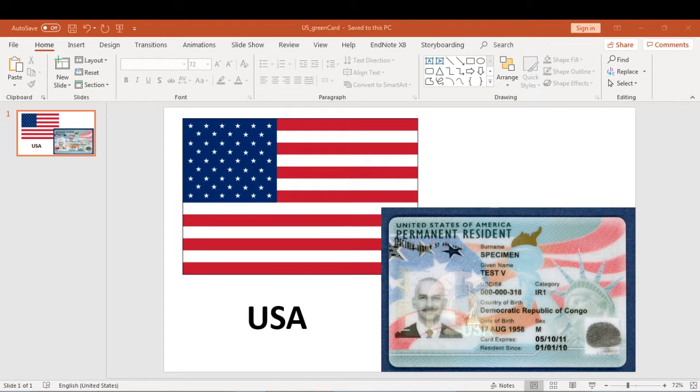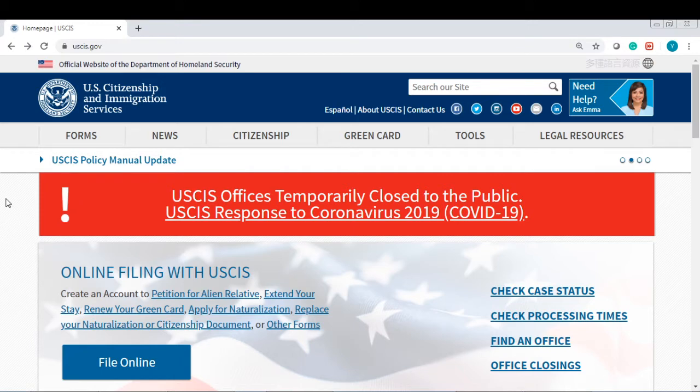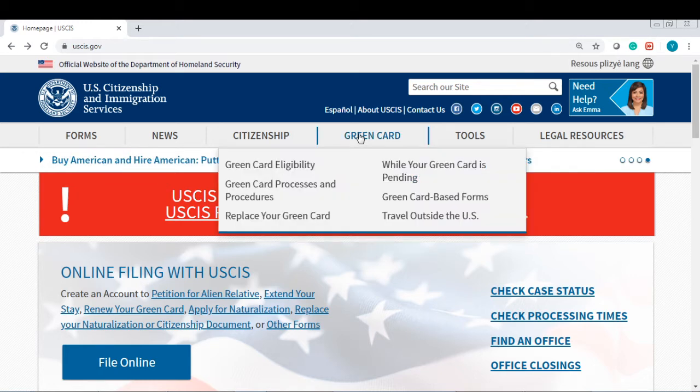Let's go to the official website for the green card application, called uscis.gov. It's the official website for the Department of Homeland Security. So let's go to the green card, then green card eligibility.